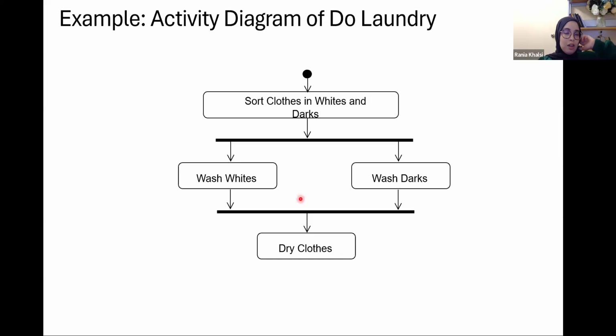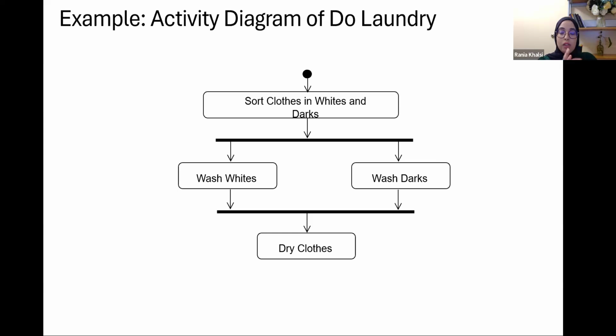Once the whites and darks are washed, you have the dry clothes. So if you have dry clothes here, mainly your diagram is done. You can see that one of the main reasons for using an activity diagram is the ability to execute parallel activities. This is very important. You can even use them within the same state of the system.